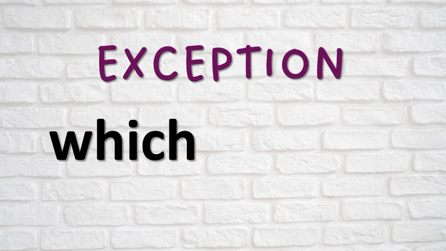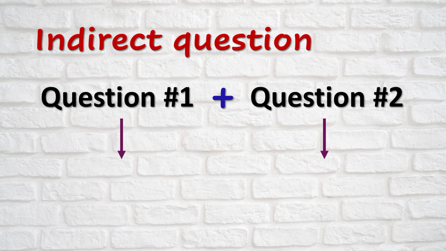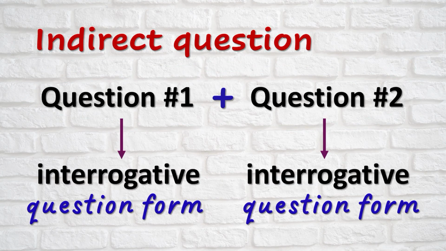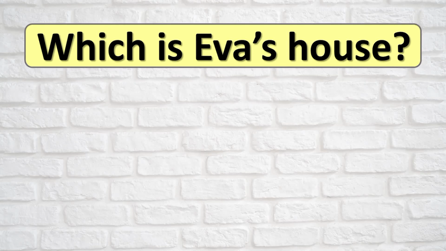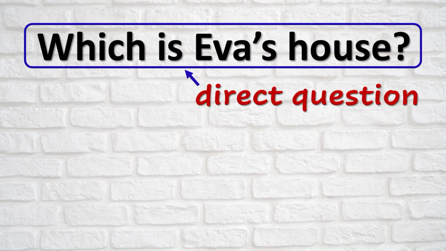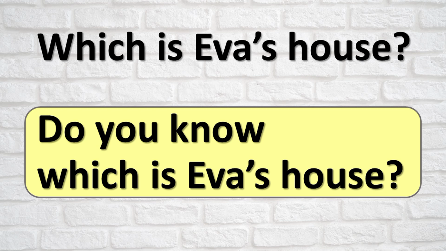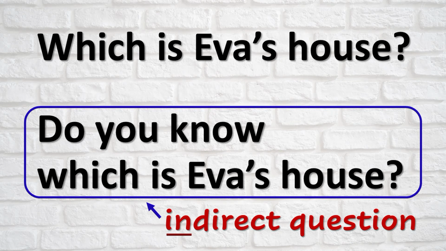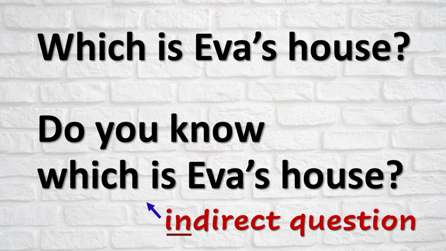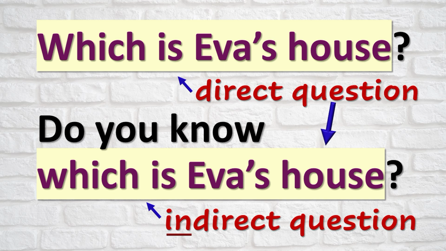The exception is when we use which plus a form of to be. In this case, both parts of the indirect question are in the interrogative form. Which is Ava's house? This is a direct question. Do you know which is Ava's house? This is an indirect question. In this case, we simply add the direct question to the first part. Which is Ava's house?